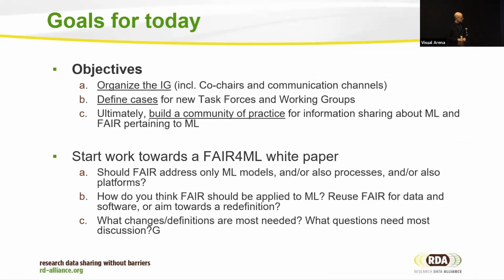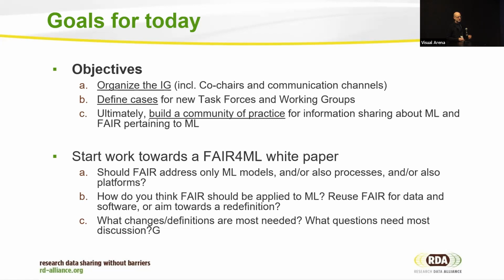And so as Fotis was saying, really what we're trying to do today, starting this interest group, is to do better organization than we've done up to this point. We have 3 of us that have signed up to be co-chairs. We would be very interested in more people. The FAIR for Research Software group, we had 9 co-chairs, and that actually worked really well. It was great to have different people that could take responsibility for different pieces. We want to define the idea of what the interest group will do, potentially think about task forces that can go off and do things and come back to the full interest group and report on them. And ultimately, to build a community of practice for sharing information and figuring out what FAIR means in the context of machine learning.